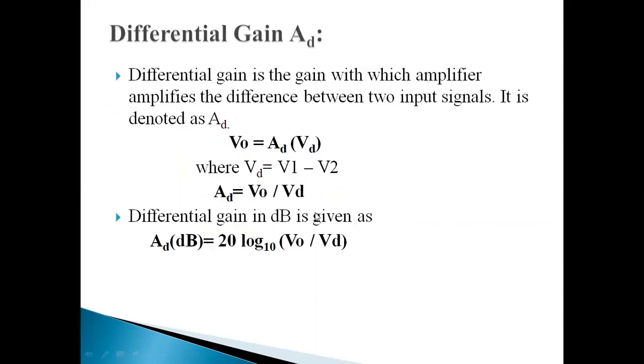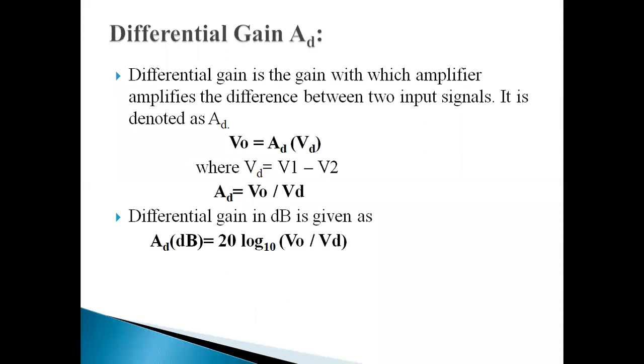Next, we have two types of gains mainly. One is the differential gain, represented as AD. Another one is the common mode gain, represented as AC. So what is meant by AD or differential gain? What is meant by AC or common mode gain? The differential gain is the gain with which the amplifier amplifies the difference between two input signals. Normally, it is denoted as AD.